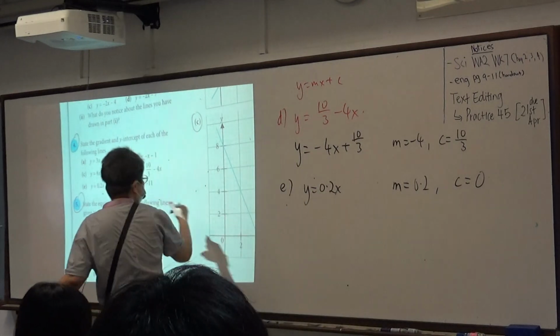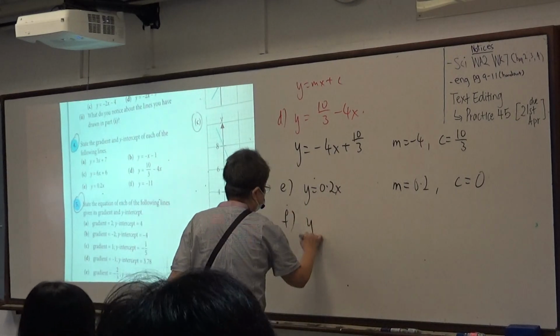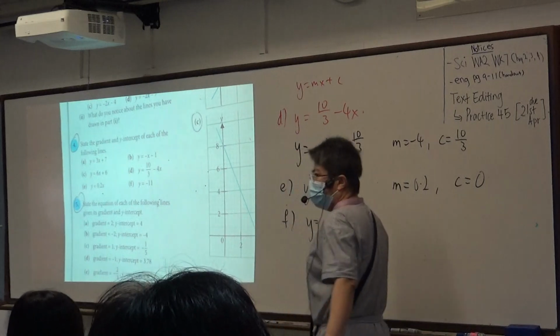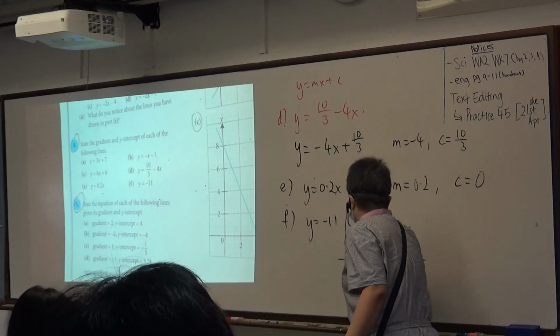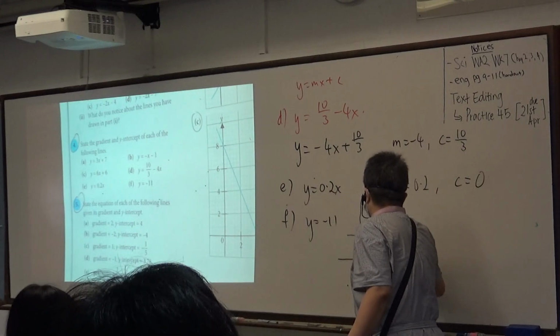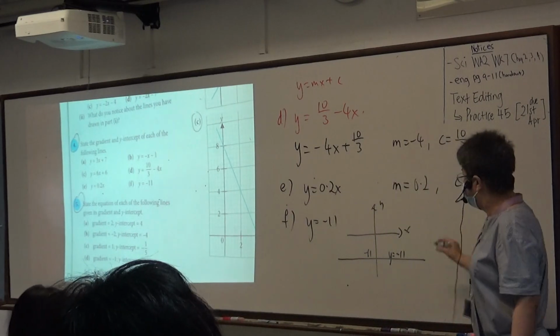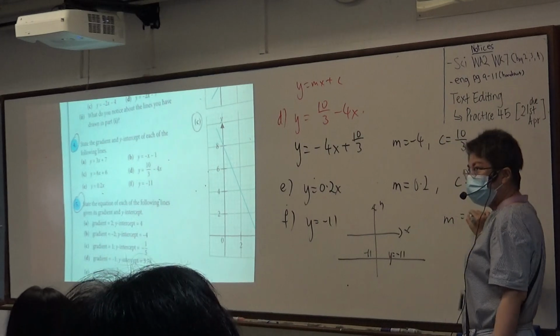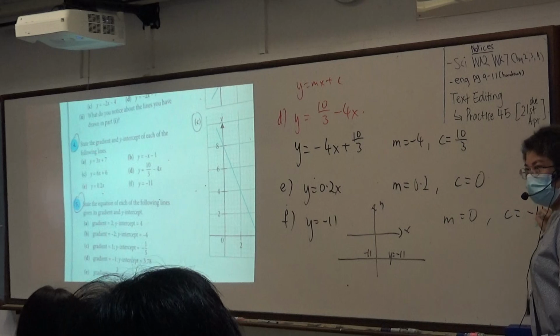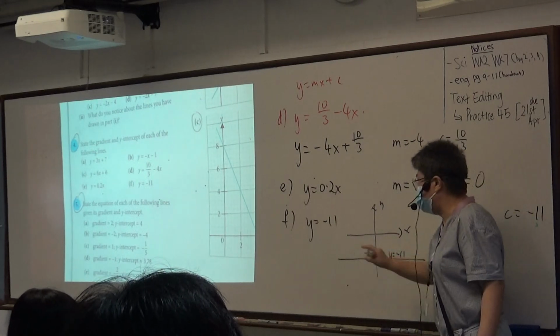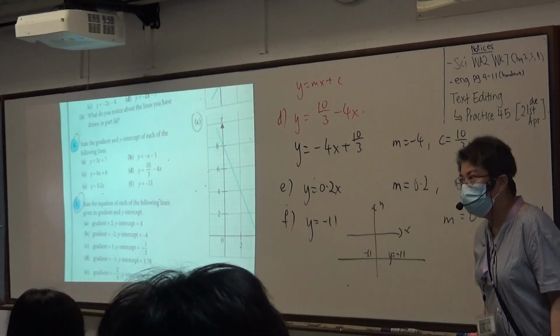Now, what's the meaning of f? y equals to negative 11. Now, if I draw this graph, right, it's actually a straight line passing through negative 11, right? So, what's the gradient? 0. What's the y-intercept? Negative 11, right? Because it cuts at negative 11. Can you all see?